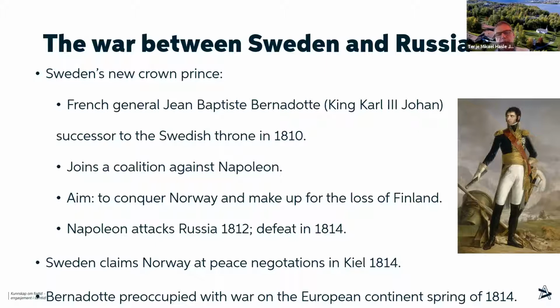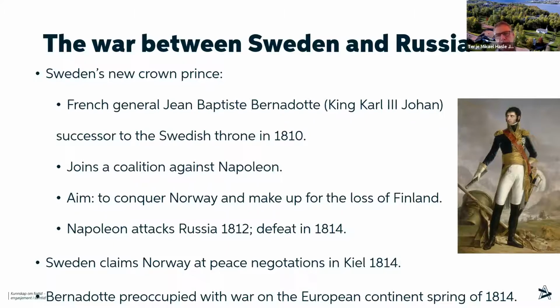Napoleon attacks Russia in 1812. They are allies. They've been allies for 5 years. Napoleon attacks Russia in 1812, just like Hitler did with the Soviet Union in 1941. Napoleon's attack leads to a defeat in 1814, and this defeat of Napoleon has large consequences for Norway. Because Sweden, which now is against Napoleon, claims Norway at the peace negotiations in Kiel in Germany in 1814. Norway was given by the big powers of Europe from Denmark to Sweden in a way, without asking the Norwegians what they thought about this.